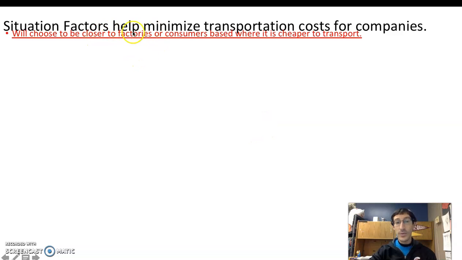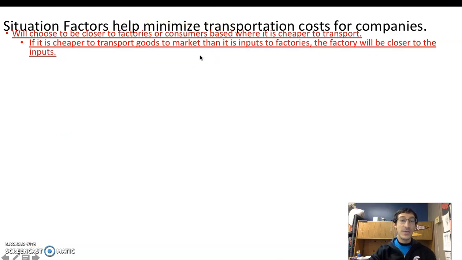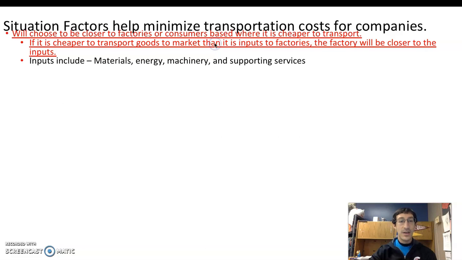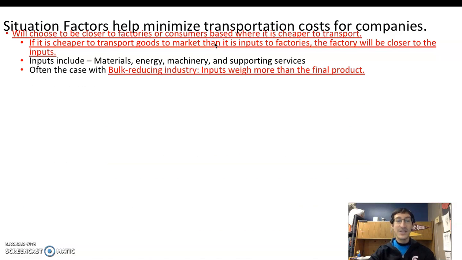You choose to be closer to the resources, or the factories, based on what is cheaper to transport. If it's cheaper to transport to the market than it is to transport inputs to factories, the factories will be closer to the inputs, because that's going to be more expensive. This includes things like materials, energy, transporting machinery, and supporting services. Often this is the case of what we call bulk reducing industries, where you put in way more initially than what the final product is going to be.